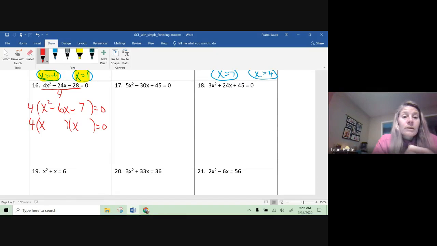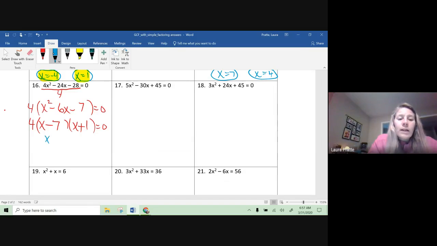X and x, the factors of 7 that subtract to get 6 are 7 and 1, right? 7 minus 1. But it's a -6, so the bigger number gets the negative and the smaller number would get the positive. And you might want to just double check in your head, do those two numbers add up to -6 and do they multiply to get -7?